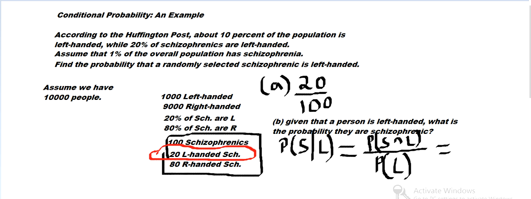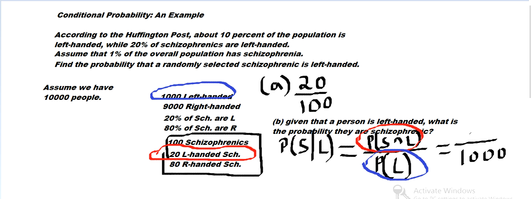And then how many people in total are left-handed? That's 1,000 left-handed. So this is going to be out of a total of 1,000 left-handed people, 20 have schizophrenia. So out of all the people that are left-handed, there's 20 that are schizophrenic. So that probability is 20 over 1,000.